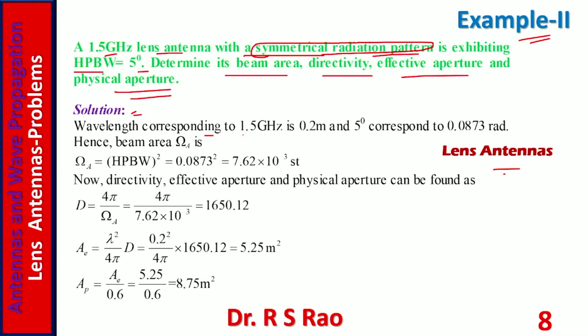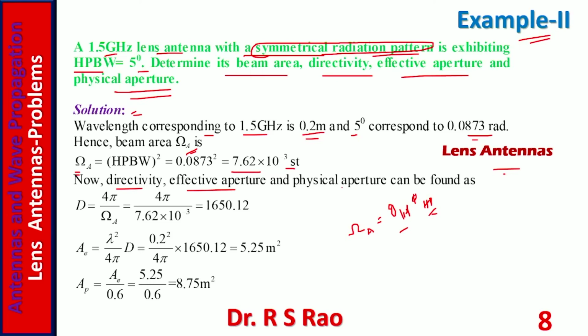Solution. The wavelength corresponding to 1.5 GHz is 0.2 meters, and 5 degrees corresponds to 0.0873 radians. The actual formula is omega A equals theta HP multiplied by phi HP. As the pattern is symmetrical, theta HP becomes equal to phi HP. Hence, omega A equals theta HP whole square. Since the half power beam width is 0.0873 radians, omega A becomes 7.62 into 10 power minus 3 steradians.